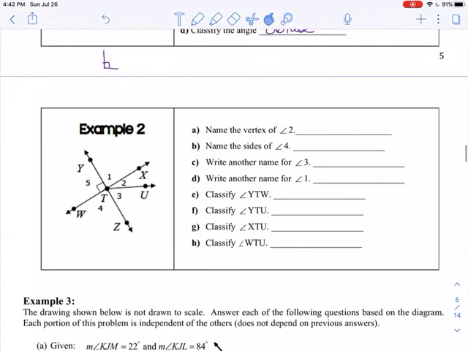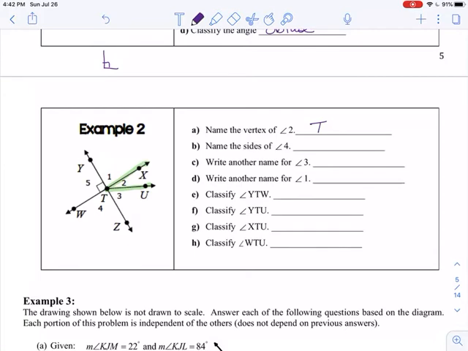Example 2. If you want to, you can pause the video and try to do this on your own, and then play it again to check your answers. I'll go through it slowly so that you can do it at the same time. I want to name the vertex of angle 2. Angle 2 is right here. I'll trace that in green right there. The vertex is where the two rays meet. So the vertex of angle 2 is T.